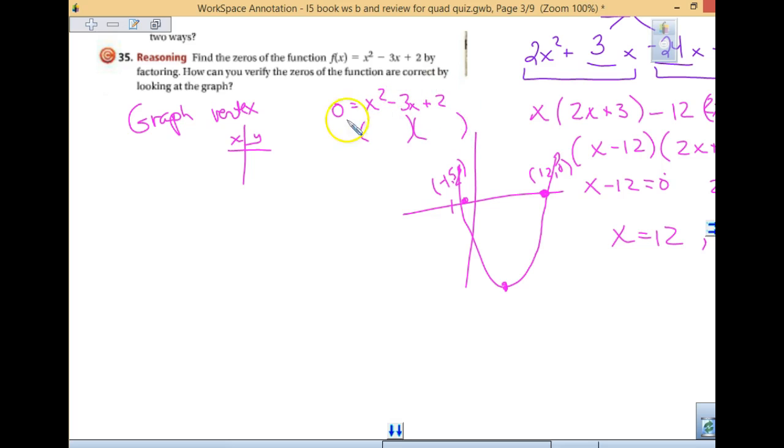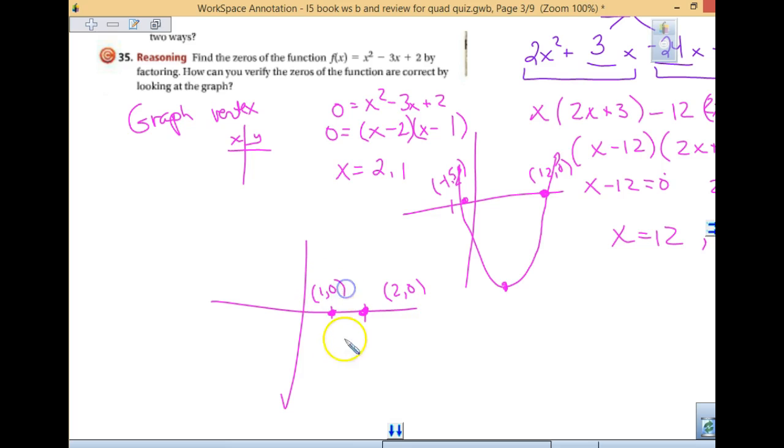What multiplies to 2 and adds to negative 3? Check with your shoulder partner right now. So I have minus 2 and minus 1. X has to be equal to 2 and 1. That means on my graph, right? My solution is at 2 and at 1. Right? This is 2, 0. That's one of the zeros. This is the other zero, 1, 0.